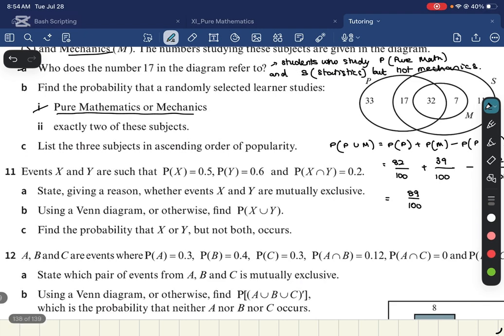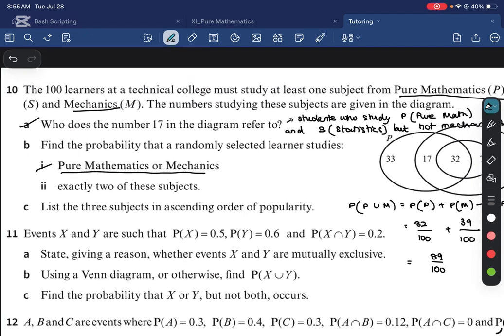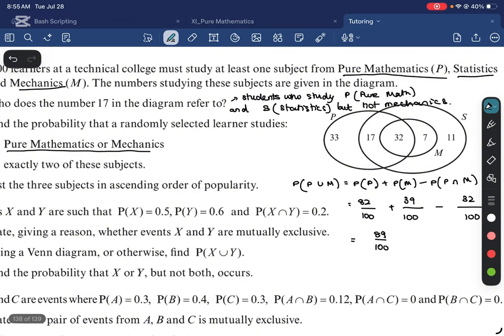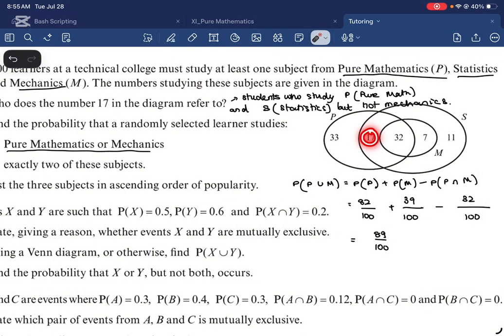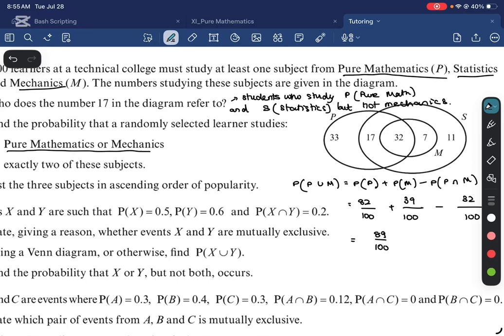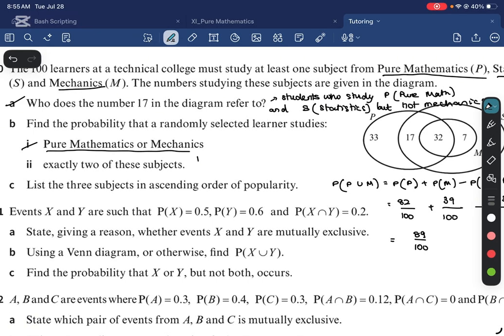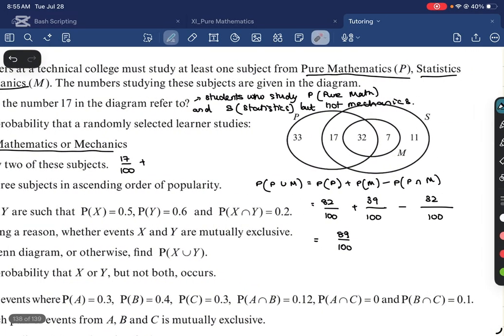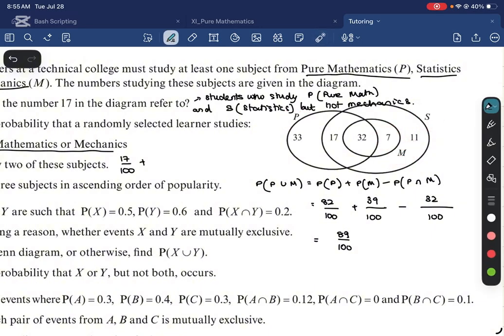Exactly 2 of these subjects. All right. So you need to select, so this is 1, right? So exactly 2. So there are 17 students who study pure math and statistics but not mechanics. That is exactly 2, right? There are 7 students who study statistics and mechanics but not pure math.